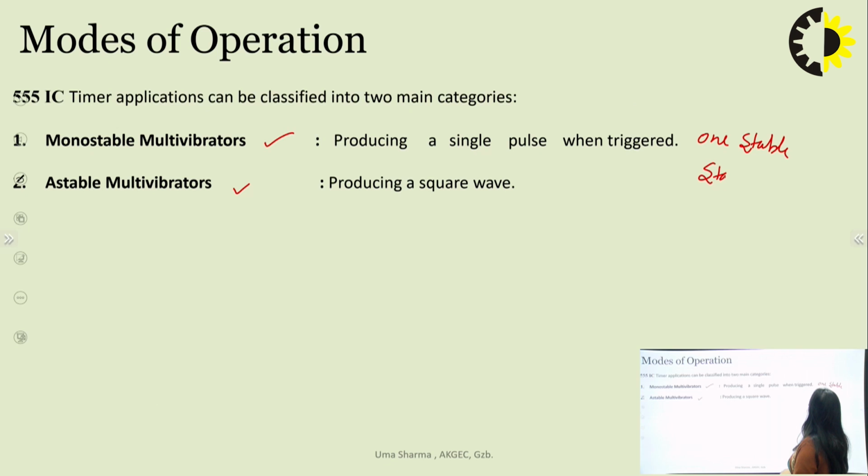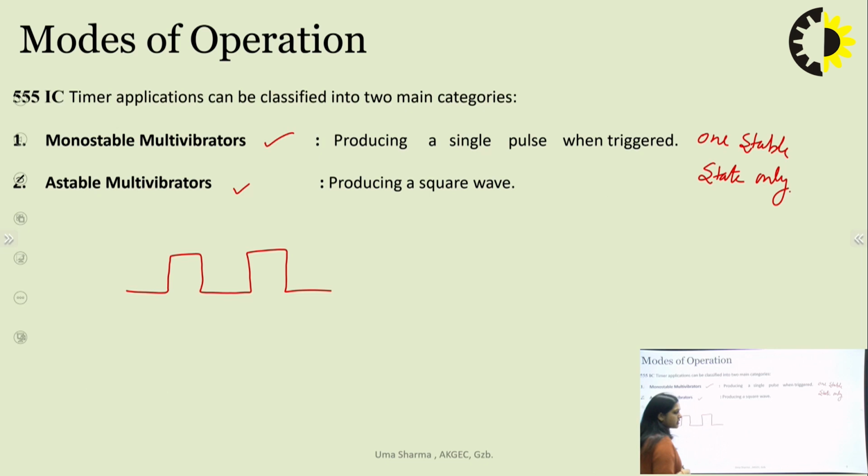As I have already told you, the 555 timer is generally used to generate timing waveforms. It is a time machine, so it will produce a square wave. That's why it is a multivibrator. So let's suppose this is the square wave. For the monostable multivibrator, the only stable state is either 0 or 1. Let's suppose 0 is the stable state.